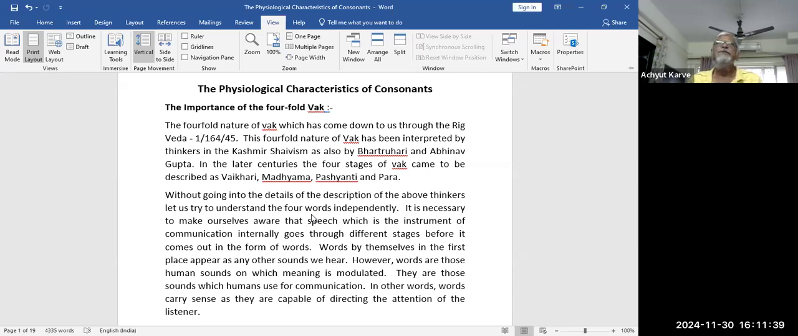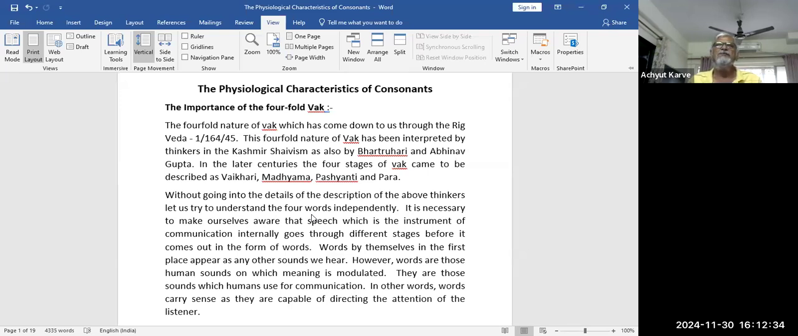The fourfold nature of Vak, which has come down to us through the Rig Veda, 164 by 45. This fourfold nature of Vak has been interpreted by thinkers in the Kashmir Shaivism, as also by Bhartrhari and Abhinavagupta. In the later centuries, the four stages of Vak came to be described as Vaikhari, Madhyama, Pashyanti, and Para. Without going into the details of the description of the above thinkers, let us try to understand the four words independently. It is necessary to be aware that speech, which is the instrument of communication, internally goes through different stages before it comes out in the form of words or in the form of Vaikhari.